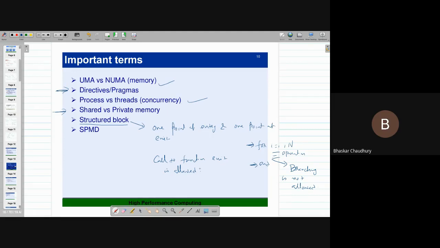But typically, we'll be dealing with situations which are very simple, like the simple for loops. So I'm talking about that kind of structured blocks, and OpenMP is very, very powerful in handling those kinds of structured blocks. So this part is clear, right, to all of you? Sir, anything without branching statement would be considered structured block, right? Yeah, you can view it like that. Yes, without branching, it's a kind of structured block.